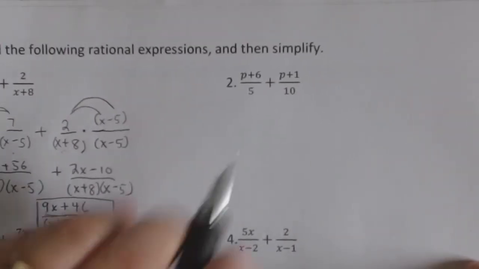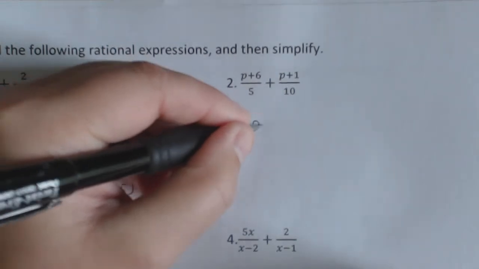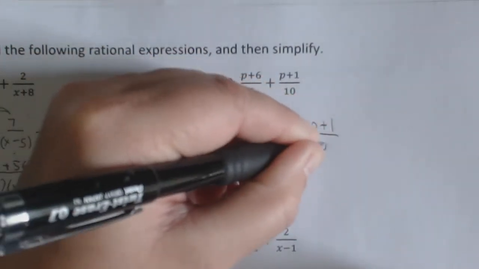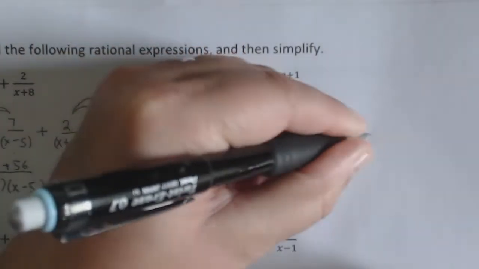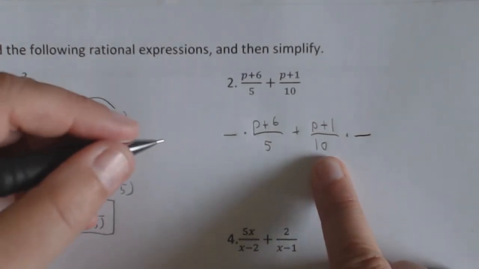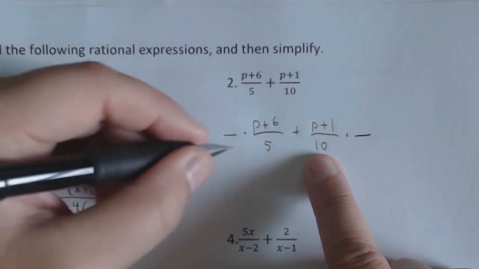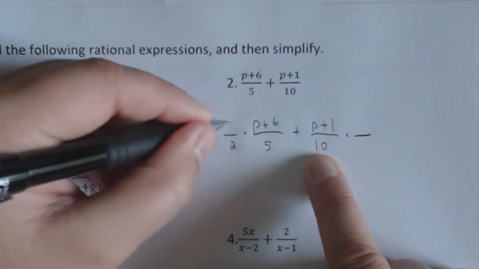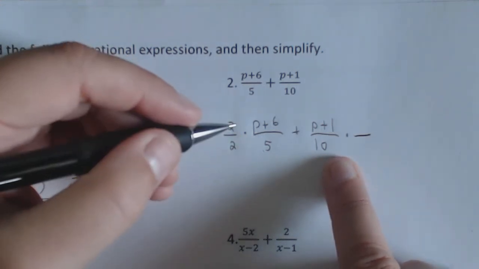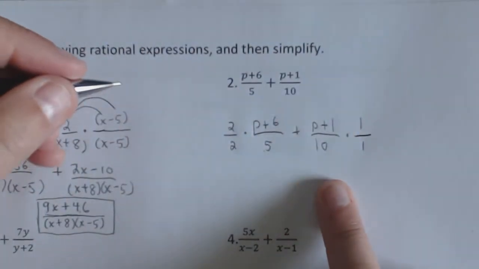All right, let's try another one. This one just has numbers on the bottom, but you can do the same kind of thinking. I'm going to rewrite the fractions and give myself room to multiply by a convenient form of 1. I have to get a common denominator. I know that 10 is 5 times 2. So if you want to think about it this way, this 5 needs a 2 over 2. This 10 doesn't need anything. It's already got a 5 in it, so you don't need to multiply that one by anything.